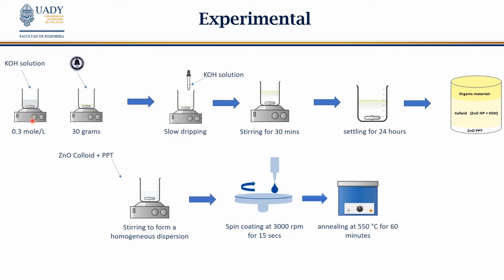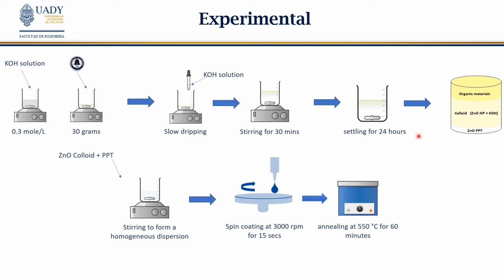A potassium hydroxide solution of 0.3 moles per liter was prepared, and 30 grams of the commercial product were put on a hot stirrer plate at 60 degrees to melt. After melting down completely, the KOH solution was added by slow dripping, and the mixture was stirred for 30 minutes, and then it was left to settle down for 24 hours.